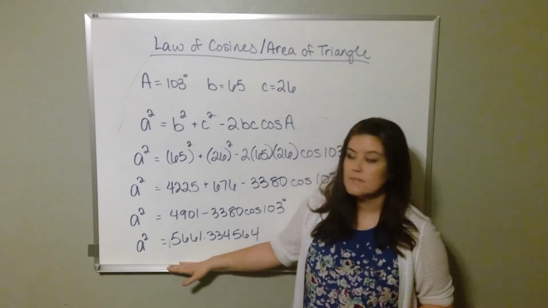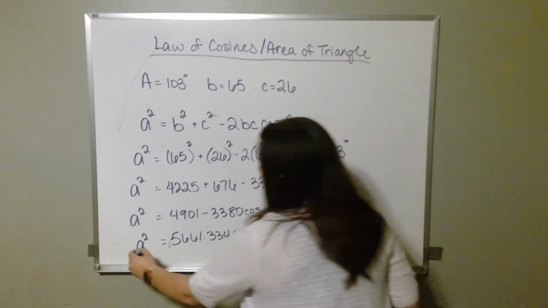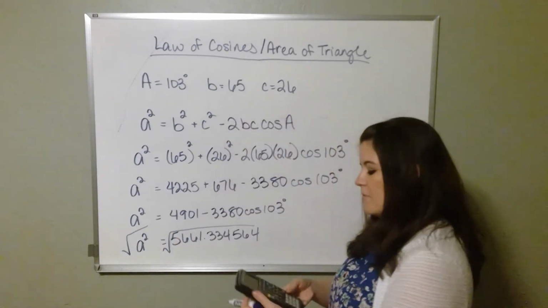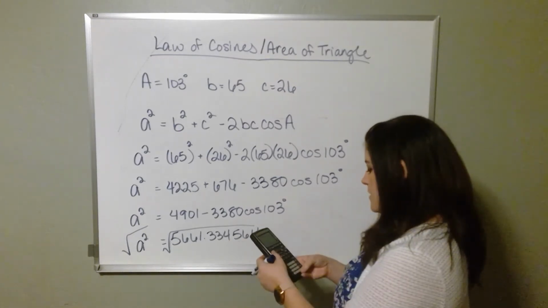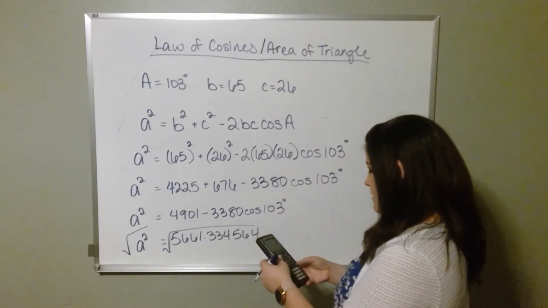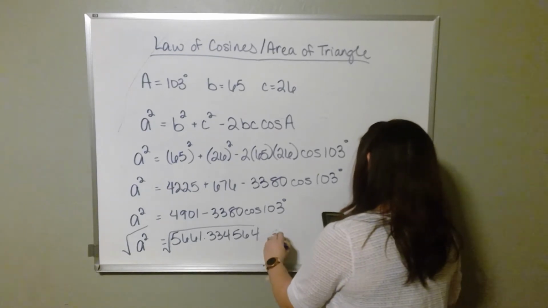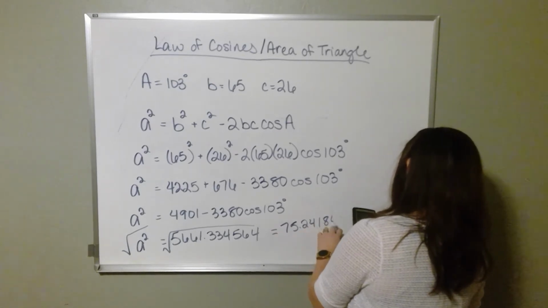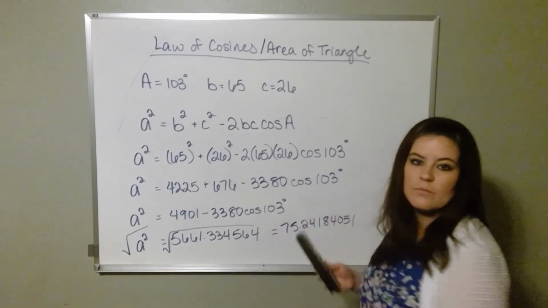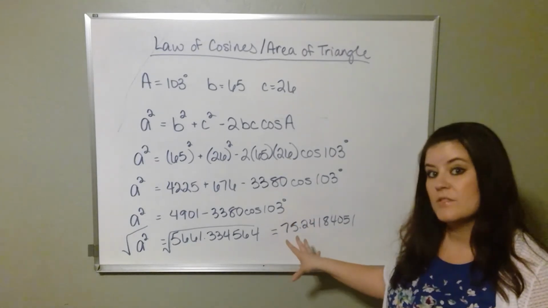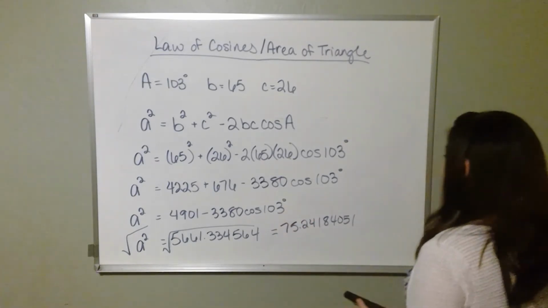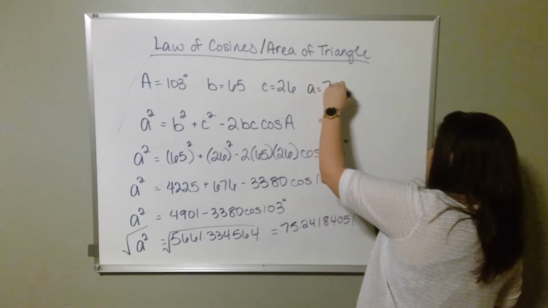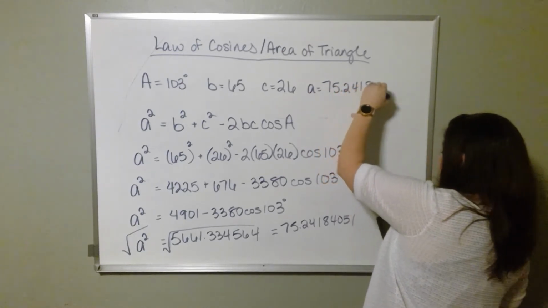Now remember, this is a squared. I'm looking for a. So let's square root to get a. You know I'm looking for the positive square root. So what I'm going to do in my calculator is leave that there, and I'm just going to do square root of the answer. So for a, I get 75.24184051. I'm going to leave it with all its decimals right now because I'm going to have to use this value to find something else. Okay, so what we found was side a. It was 75.24 and other stuff.